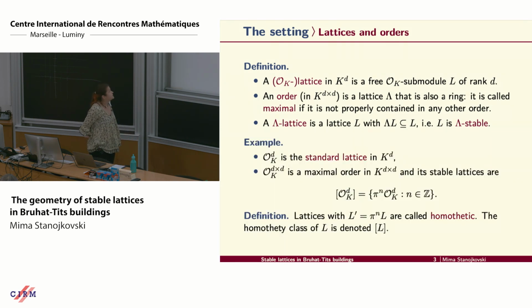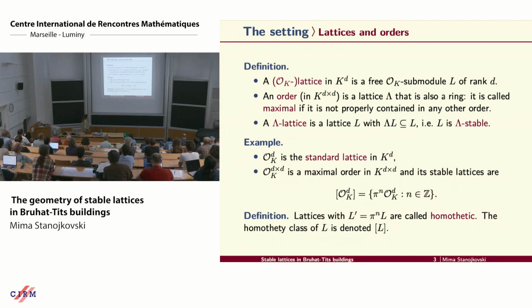So here are some examples. If we take O_K^d, this you can think of as taking just the standard basis in K^d and allowing only coefficients that come from the valuation ring. This is called the standard lattice in K^d because it's associated to the standard basis. And O_K^{d×d}, so the d by d matrices with coefficients in O_K, these form a maximal order in K^{d×d}.